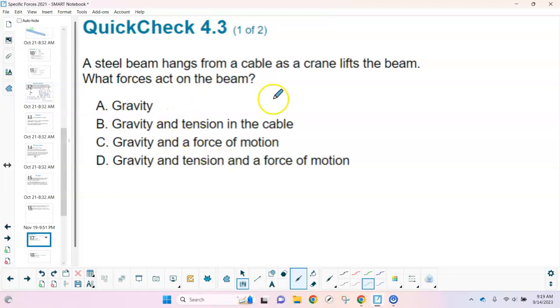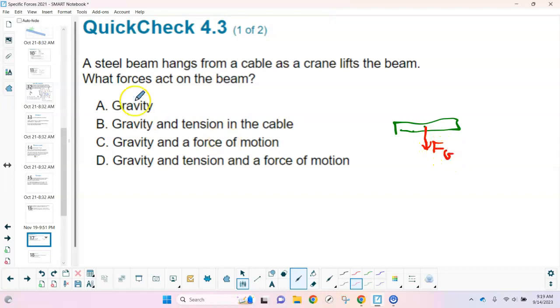So it says a steel beam hangs from a cable as a crane lifts the beam. What forces act on the beam? So we got our beam here. That's our object, and we're drawing a dot. And what are the forces acting? So, okay, there's gravity, because gravity is still present all the time. As long as you're on the surface of the earth, you're going to deal with gravity. What force is lifting the beam?